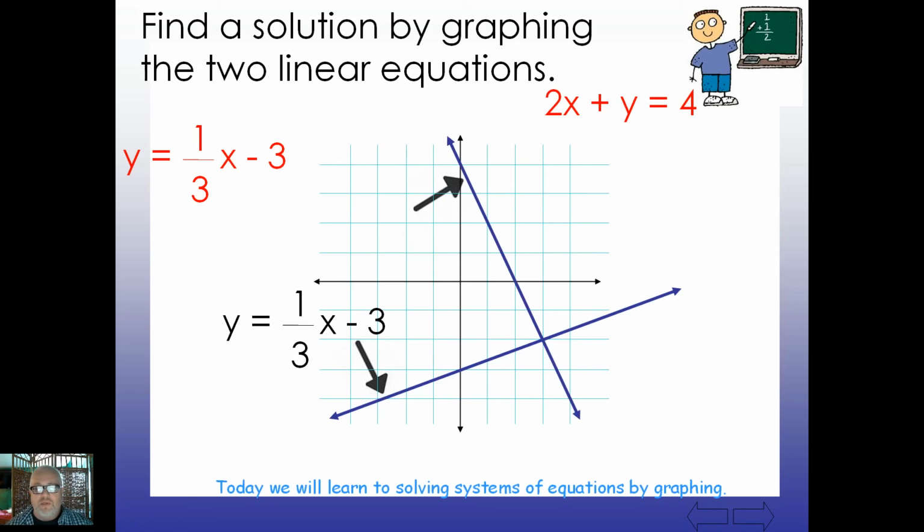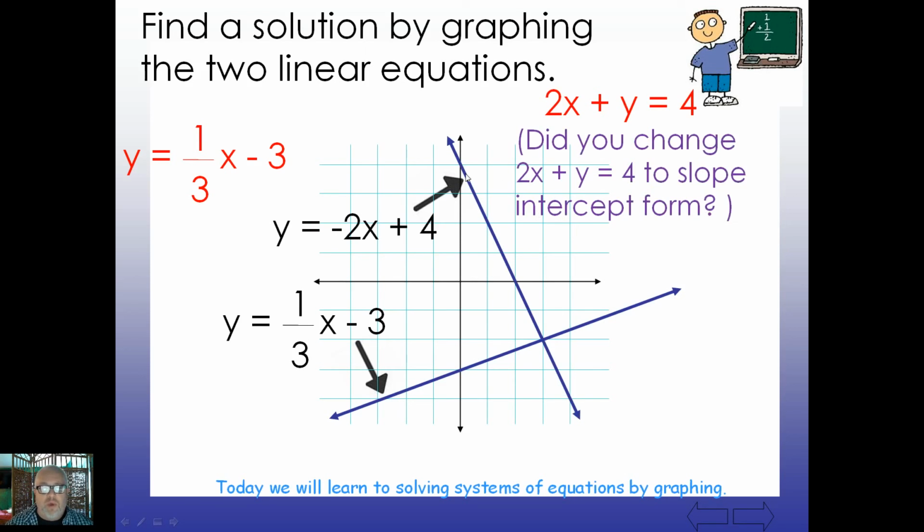So if we graph this guy, I end up with a y-intercept of 4 and an x-intercept of 2. If you changed it to slope-intercept form, you're going to get the same thing. But what I did here was I plugged in a 0 for x, and I got y equals 4, put a dot here. Plug in a 0 for y, I got x equals 2, put a dot here, and connected the dots. If you change it to slope-intercept form, you're welcome to do so. Nonetheless, we end up with the same result. Where do those cross? At (3, -2).